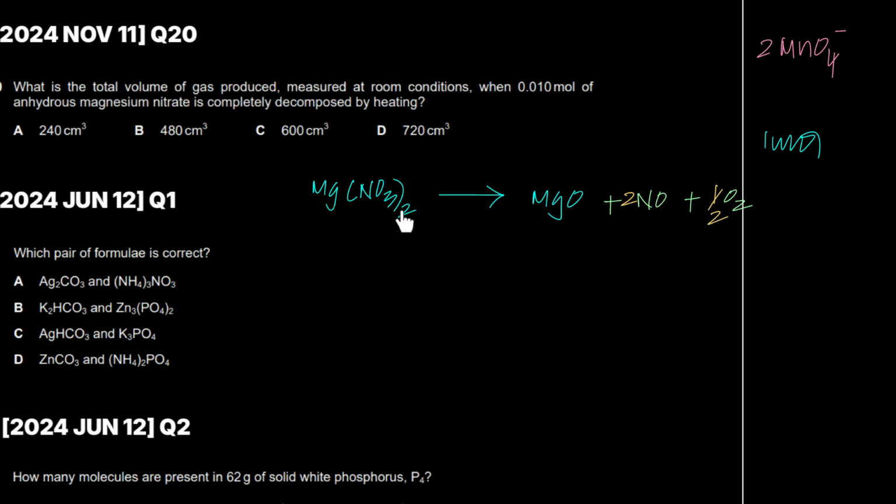1 Mg, 1 Mg. 2 times N, so 2 N's on the left. You only had 1 N on the right, so I added 2 here. 6 O's on the left, magnesium oxide plus NO2, why am I writing NO2, right. How many oxygens do you have already? 1, and 2 times 2 is 4. So 5 oxygens you have already, you need 6. So what should I multiply 2 with to get 1 more? x equals 1/2.